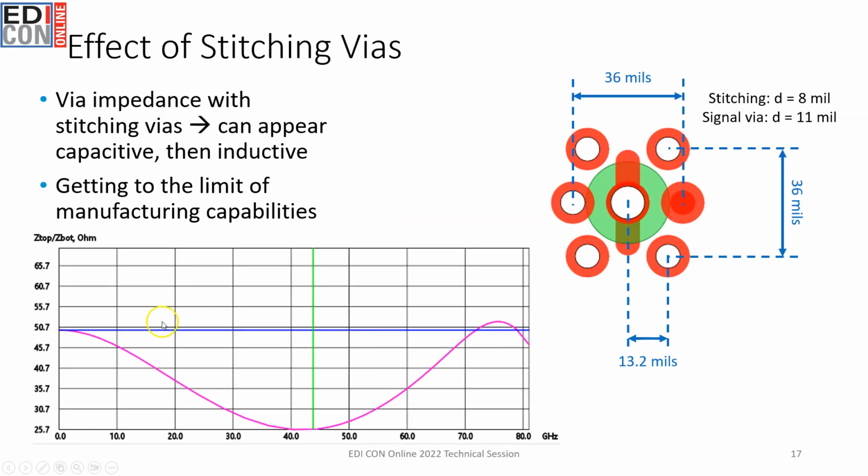Once we add in some stitching vias, depending on where those stitching vias are placed, you could actually get the total opposite effect. And so what this shows is how sensitive these via structures can be to capacitive loading. You could actually have the total opposite trend with the impedance falling very low and then becoming inductive again.